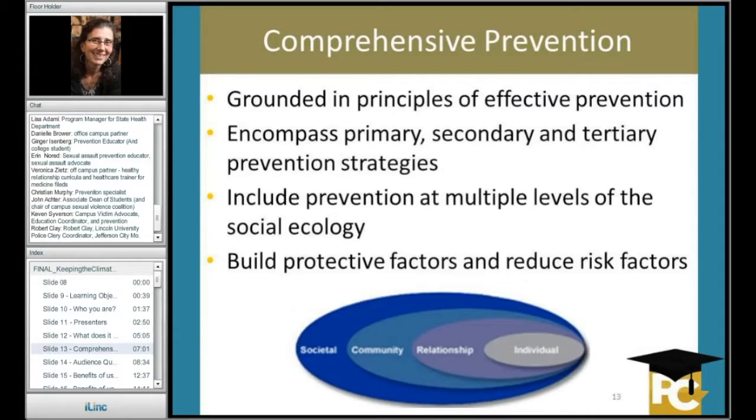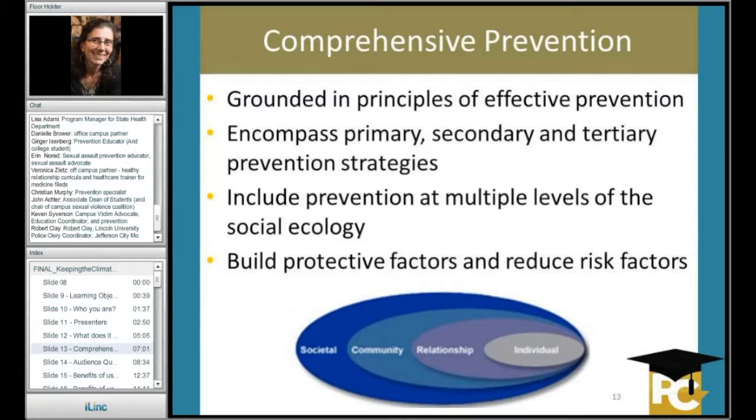And Leslie and I have actually put together a resource sheet with some of the information that we're going to share with you. But I wanted to at least highlight the elements of comprehensive prevention that I think are very much grounded in the work that I do in integrating data into prevention.